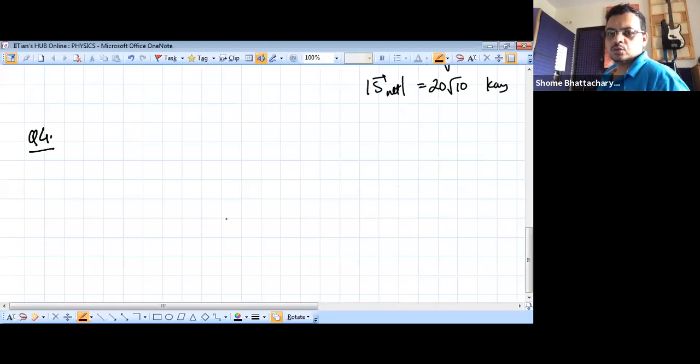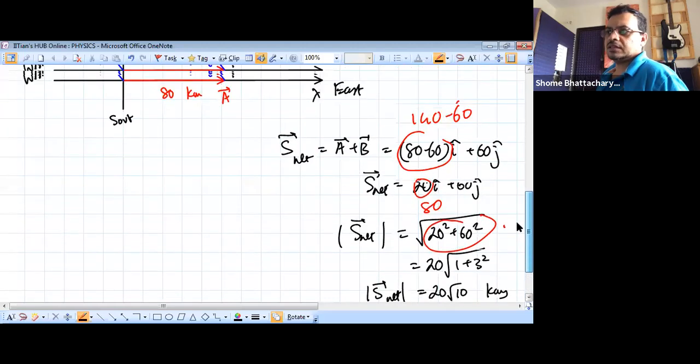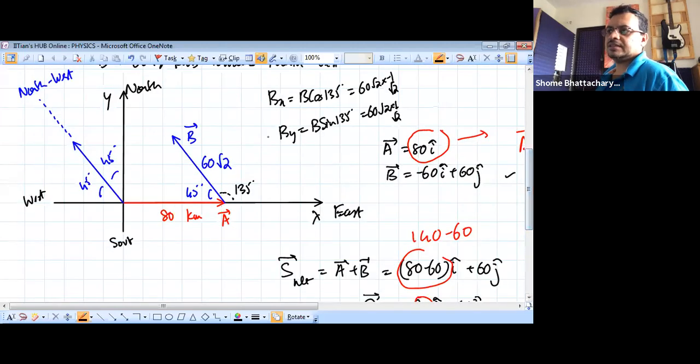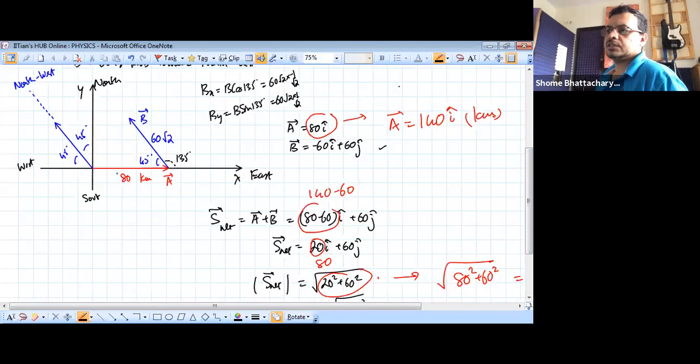Arvinda, explain question 2 again. Okay. Explain question 2, what are we doing here, Arvinda? We are expressing the vectors A and B in component form. Okay. So in the original question this was given as 80 kilometers, but change it to 140. That's a misprint as I told you. So the vector A is 140 towards east.